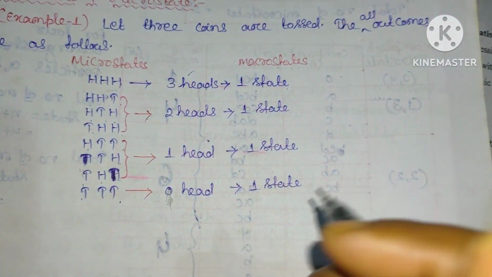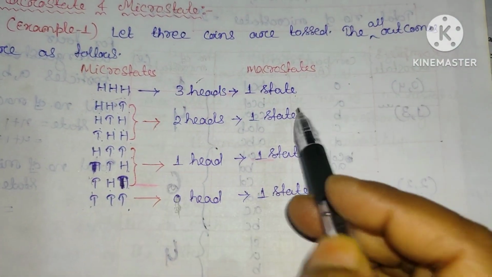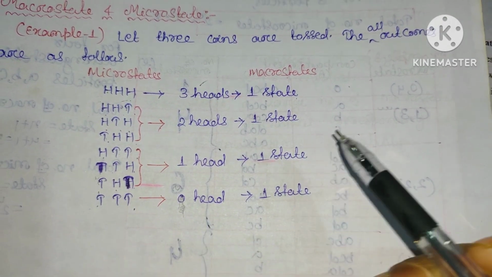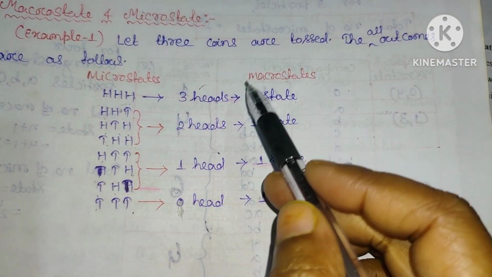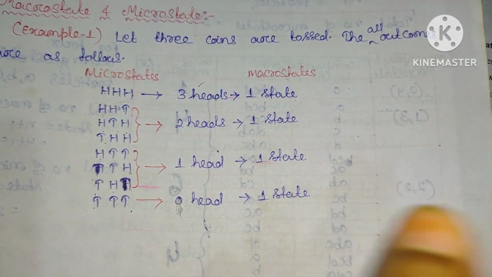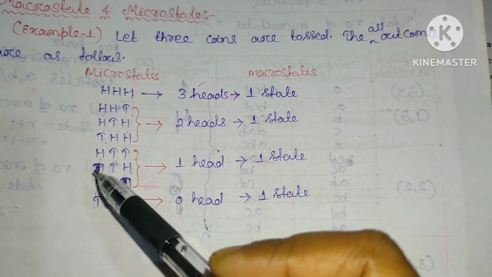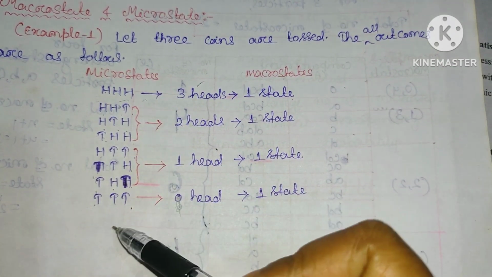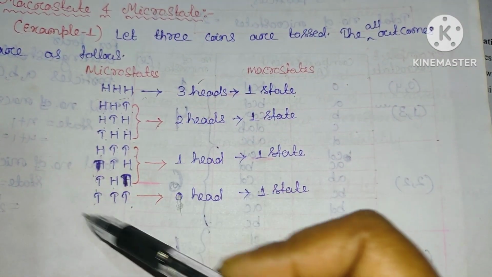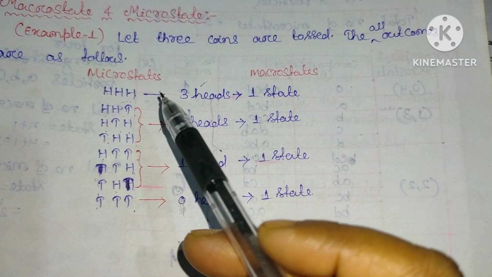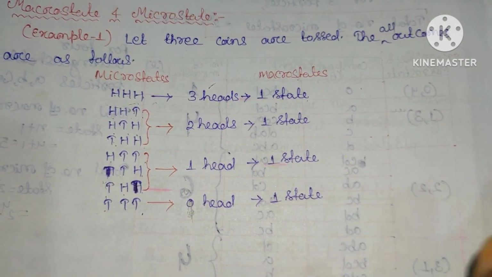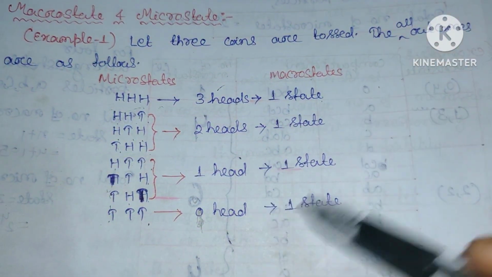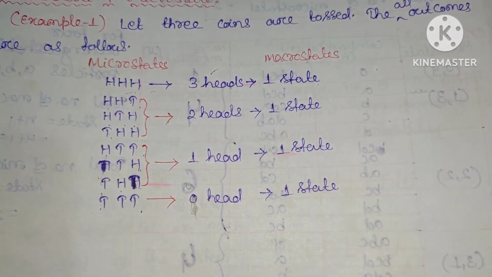In that case you can say that this is one state, and when there are two heads, that is also one state. So these are the four possible macrostates here. And what are the microstates? All the individual states, that is 1, 2, 3, 4, these 8 cases are called the microstates. So I think this is clear. Now we can distinguish between the macrostates and the microstates.